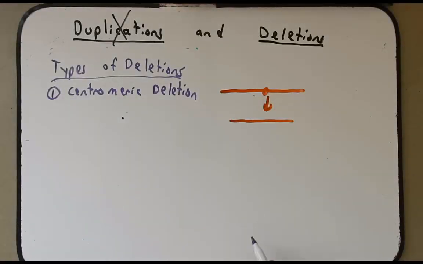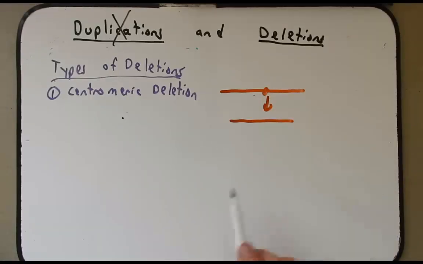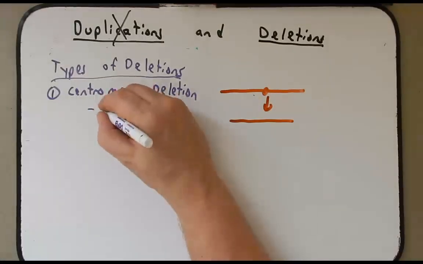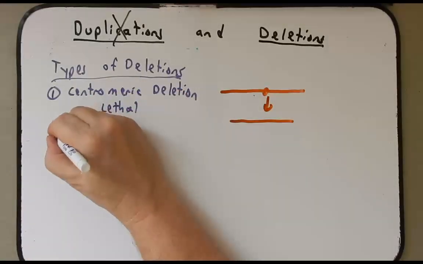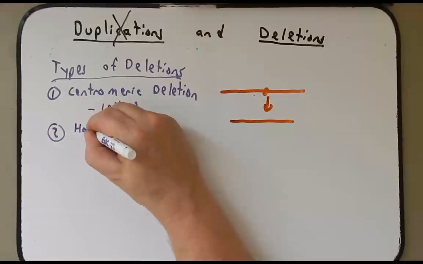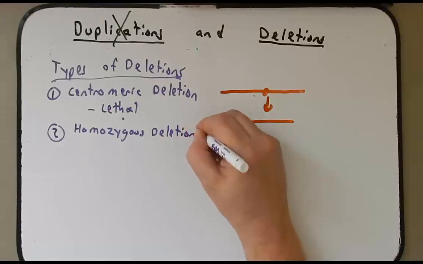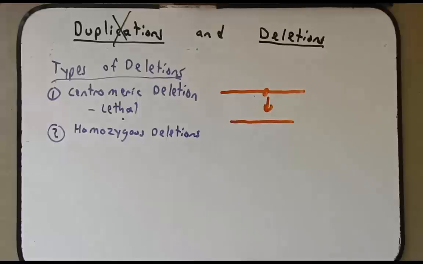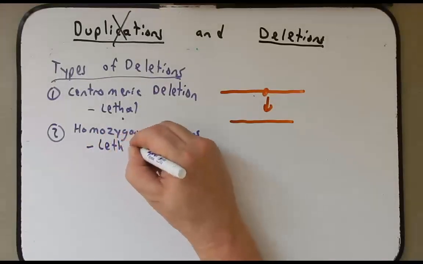Centromeric deletions, because they've lost the centromere, ultimately the whole chromosome will be lost because it won't segregate properly during meiosis or mitosis. So as a result, centromeric deletions are usually lethal. The next type of deletion I want to focus on are homozygous deletions. Now, as I suggested before, homozygous deletions are rare. They occur rarely, but another reason they're rare is because they're usually lethal.